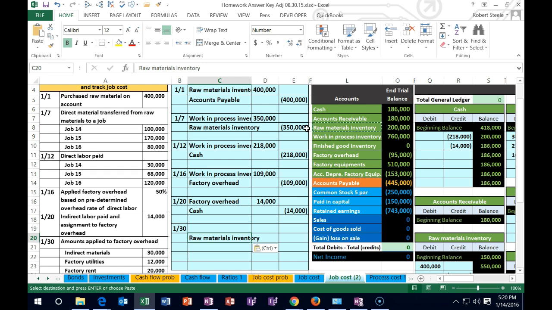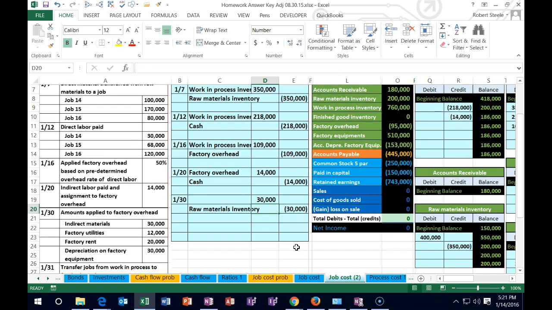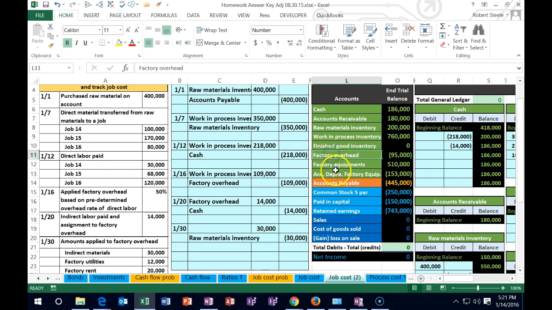Some may not, so just be careful; it depends on what type of problem you're looking at. And that's going to be a credit of 30,000. Then we're going to debit something for 30,000, and all the debits for these ones are going to go into the factory overhead. So these are the things that we couldn't apply to the job. Factory overhead is overdrawn right now, so it's really kind of an asset. It should have a debit balance until we apply it out, but we've already applied it out. That's why it has a credit balance.